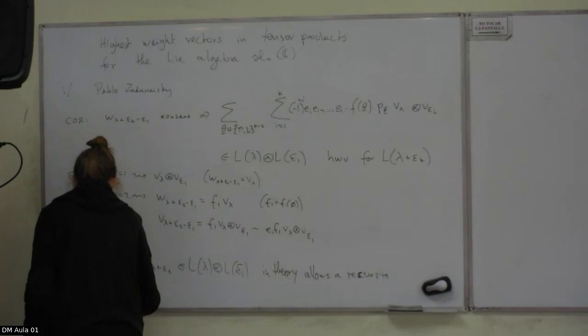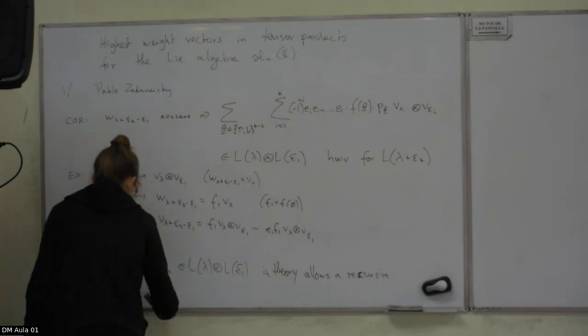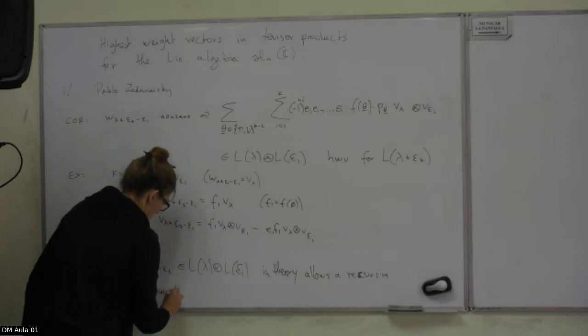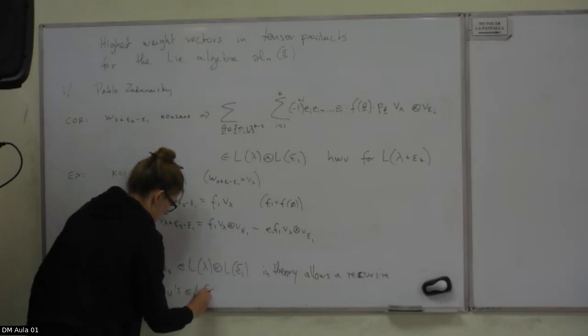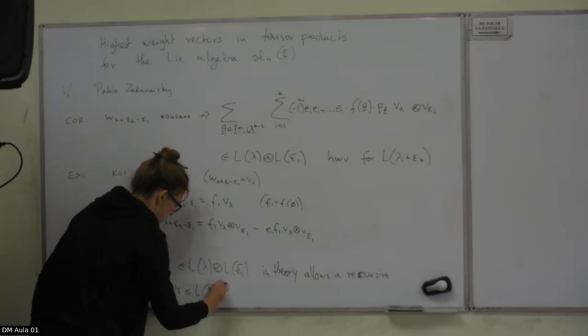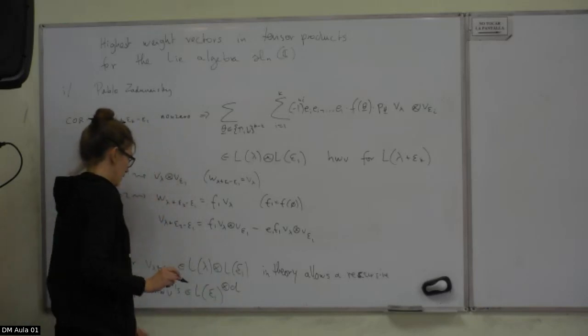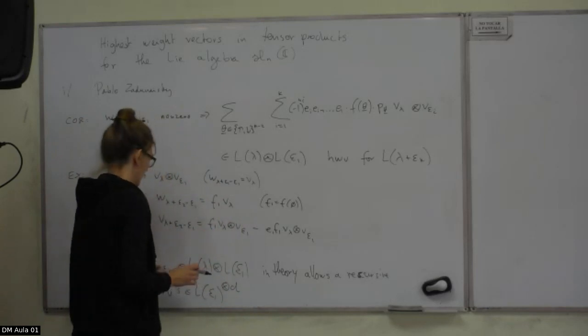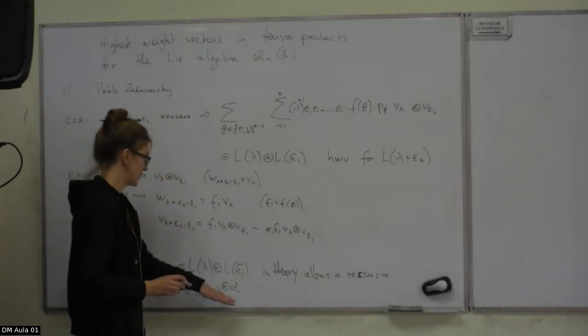Description of the highest weight vectors in tensor powers that are obtained from branching. Yeah? So in here, this is not multiplicity free anymore.